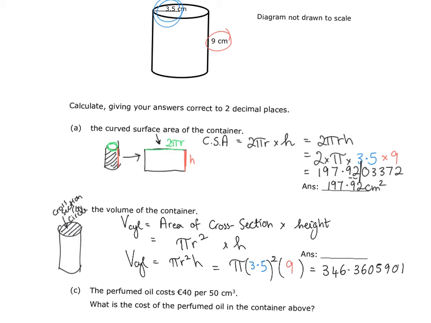346.3605901, but only to 2 decimal places up till here. 0 won't give us anything, so 346.36 centimeter cubed, because it is the volume.